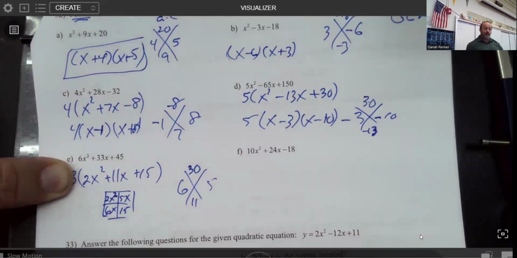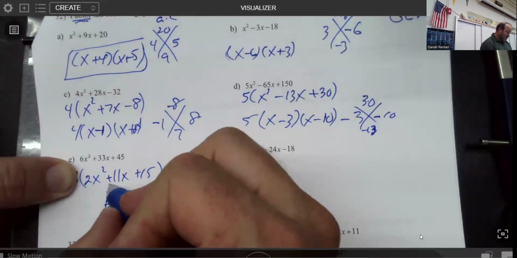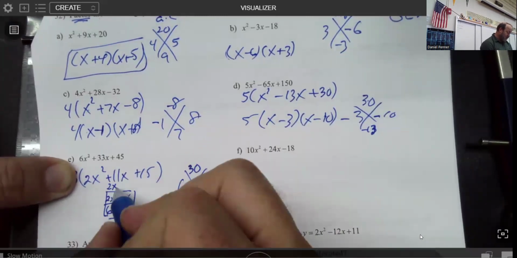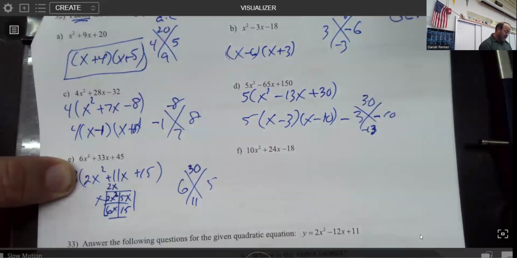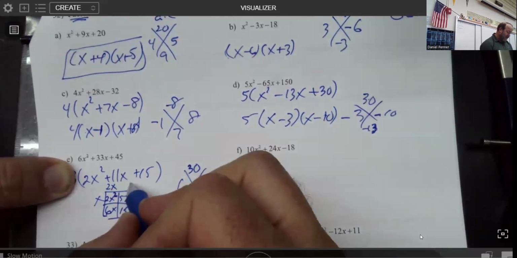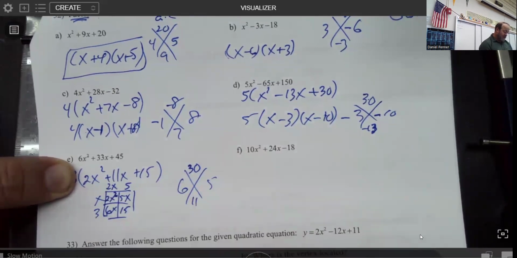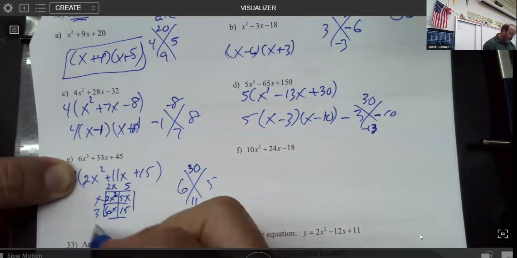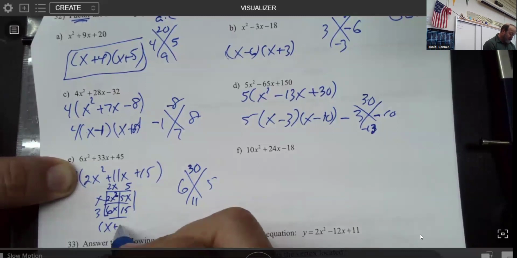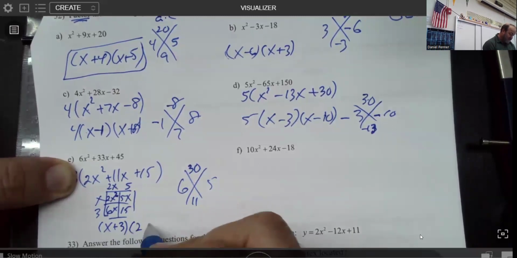And then I'm going to look for common factors. I notice that both of these are divisible by a 2 and an x. And 2x times x is 2x squared. x times 5 is 5x. And 2x times 3 is 6x. And 3 times 5 is 15. That looks great. So my factors are x plus 3 times 2x plus 5.